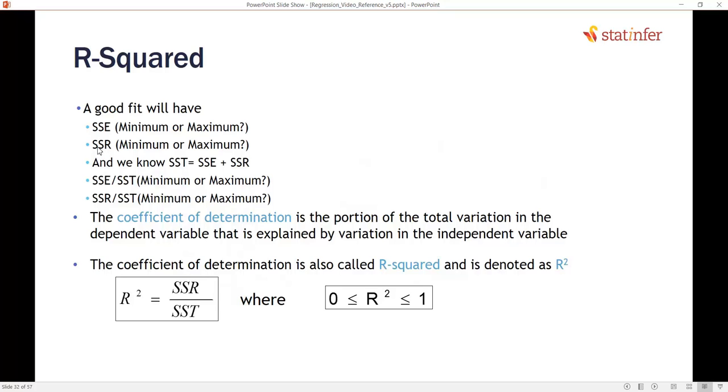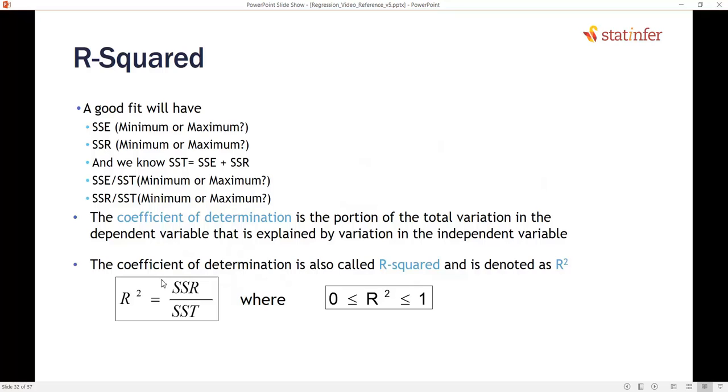SSR, just think about it, should be minimum or maximum? SSR should be maximum, because we know that the total sum of squares, or the total variance in y, is nothing but SSE plus SSR. So SSE by SST, that is the total sum of squares, should be minimum, almost 0, because error should be almost 0. If error is 0, SSR, the explained variance or regression sum of squares, should be almost equal to the total sum of squares.